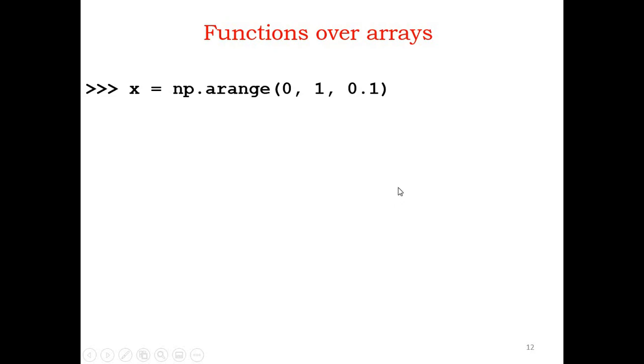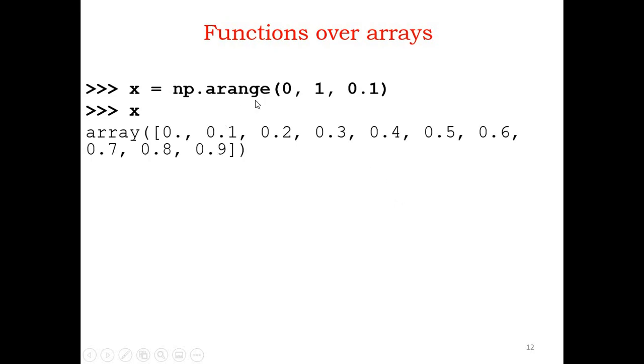Functions over arrays. Suppose you have created this array from 0 to 1 with the arange function in NumPy. It will create from 0, go until just before 1, and the step size is 0.1. So you will create the array 0 to 0.9.